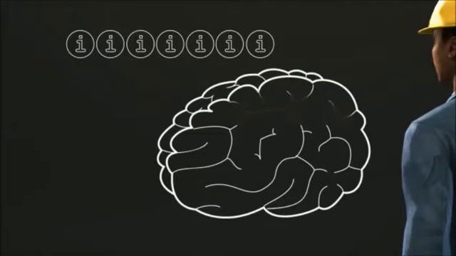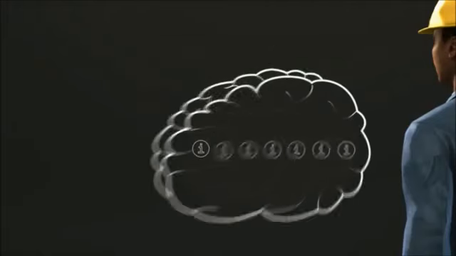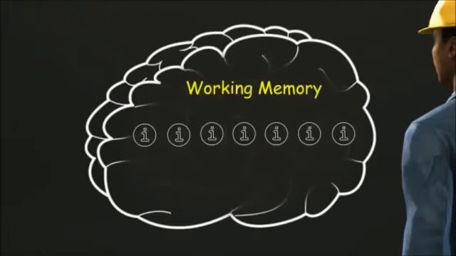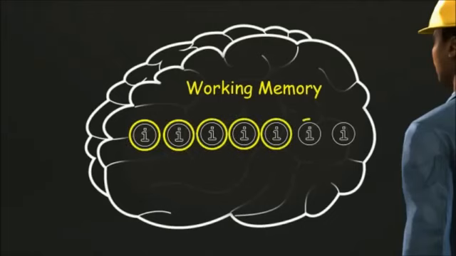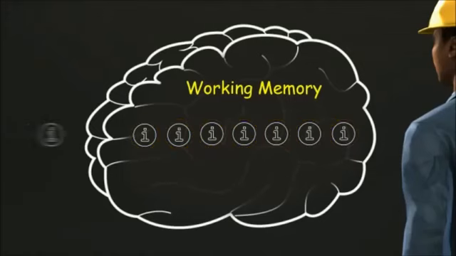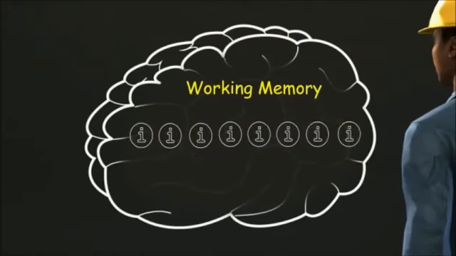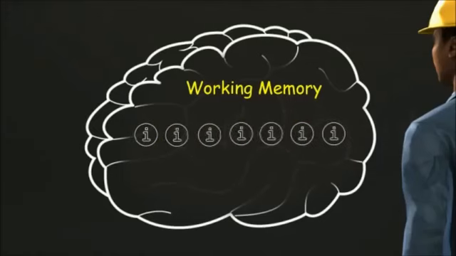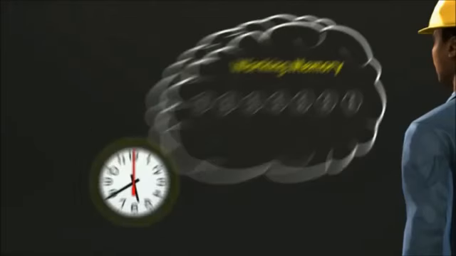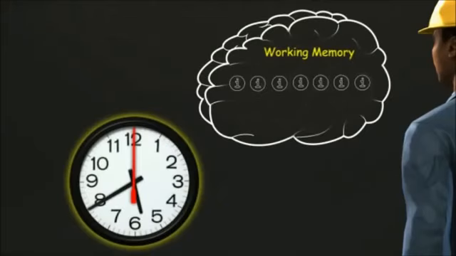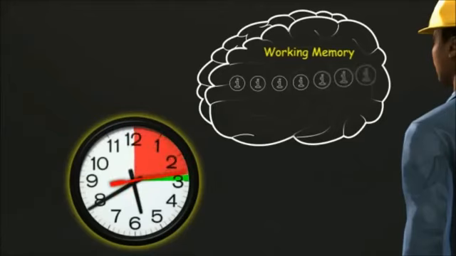Our senses send information about the outside world to the brain's working memory. The working memory can store very little information. Typically, a person can keep only 5 to 7 pieces of information in the working memory at one time. If more information is added, the working memory will be overloaded and information will be lost. In addition, the working memory can only store information for about 10 or 15 seconds before it's forgotten.